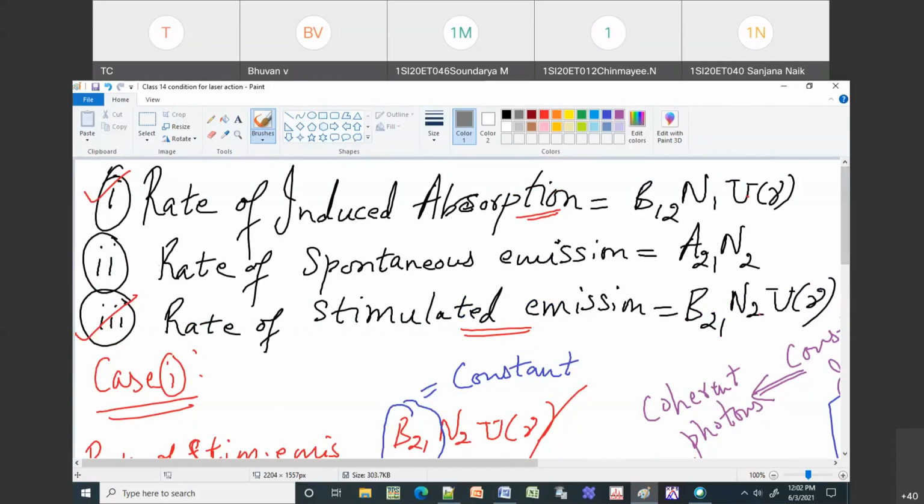In the second case, we will take the rate of induced absorption and then divide it by the rate of spontaneous emission. That would give one more condition, where you can actually have more stimulated emission compared to the spontaneous emission. So I will go to the new one.